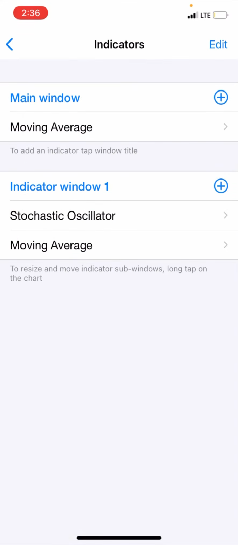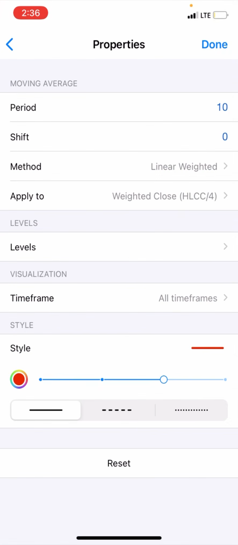Now the next one is the moving average, which we should maintain the same setup as the one we have on the indicator window. Okay, so now please just follow this. Period 10, shift 0, method linear weighted, apply to weighted close, right? Levels is not needed again. Leave it at all time frames and choose a color that will be visible in your chart. You can see I'm using red right now.